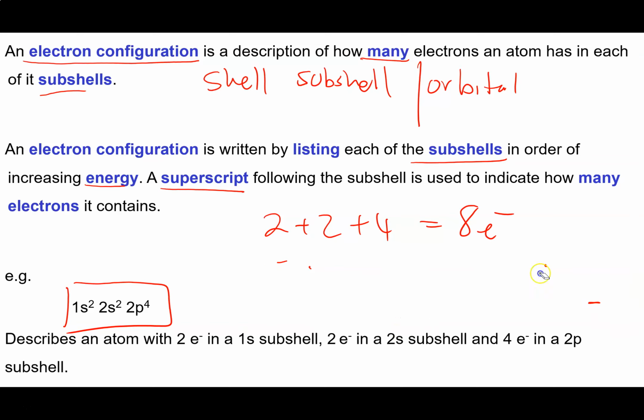Because it has 8 electrons, that tells me that it has 8 protons, because the number of electrons always equals the number of protons. So what is atom number 8? This guy has to be oxygen. This is the electron configuration for an oxygen atom.